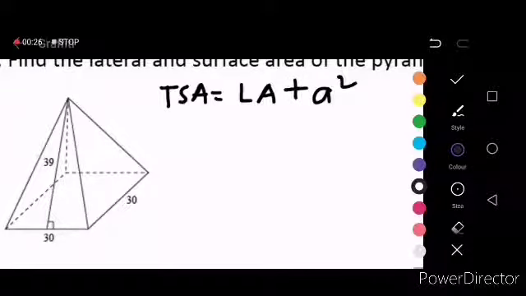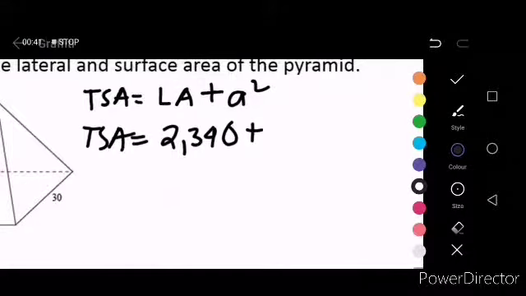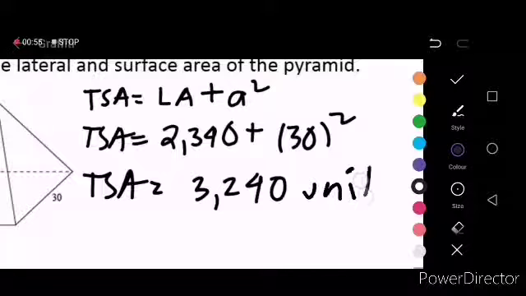A squared. So, therefore, the total surface area is just equal to the lateral area, which we got a while ago, and that is 2,340 squared units plus 30 squared. And the TSA now is just equal to 3,240 squared units.